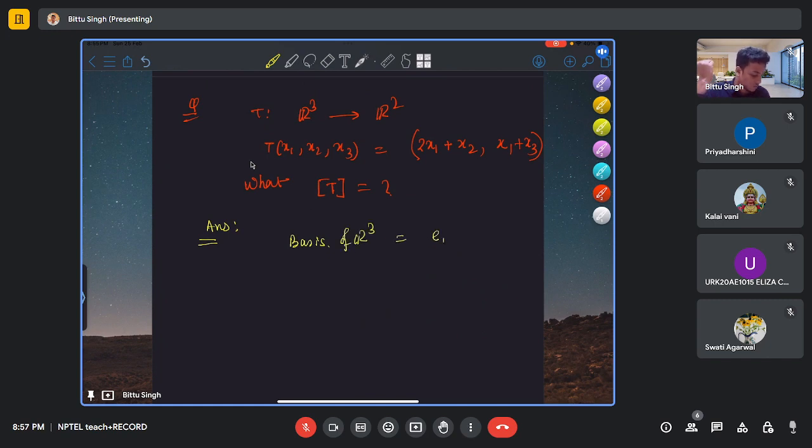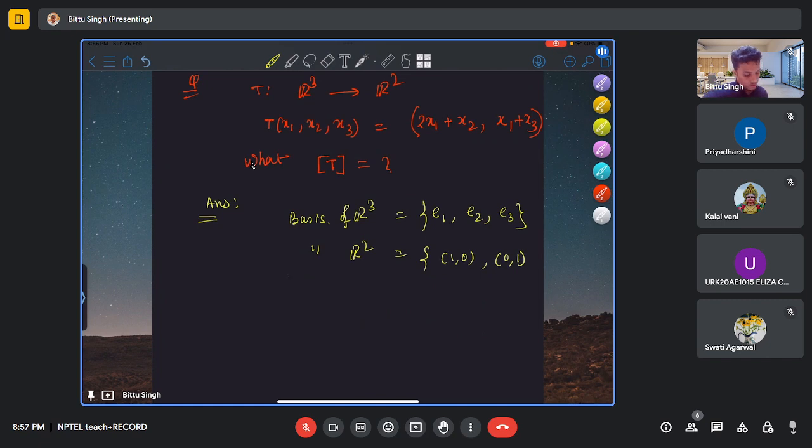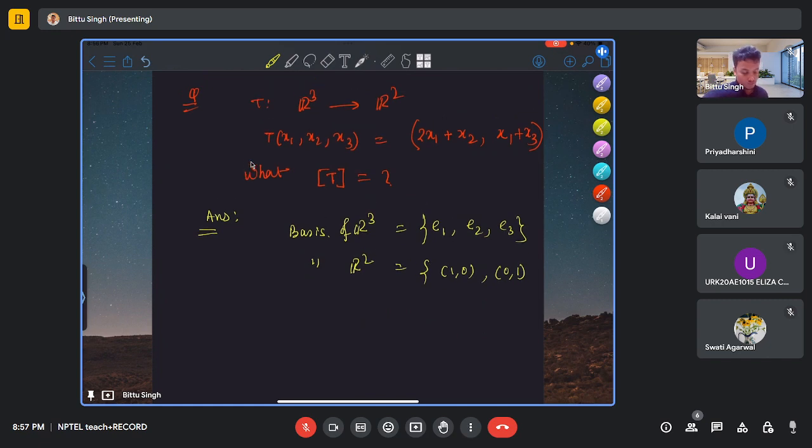It is the standard basis E1, E2, E3. And the basis for R2 is actually another, different thing: (1,0), (0,1). Right. Now we'll see where those E1, E2, E3 go.